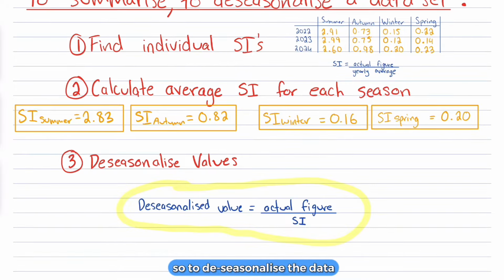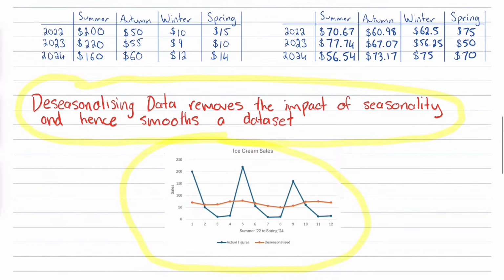To deseasonalize the data set, the deseasonalized value is equal to the actual figure divided by the seasonal index that we worked out in part 2. So just to reiterate, the point of deseasonalizing data is that it removes the impact of seasonality, and hence it smooths out a data set.